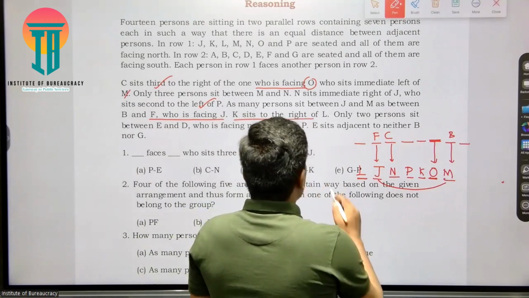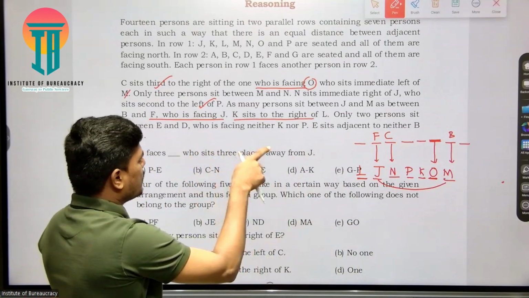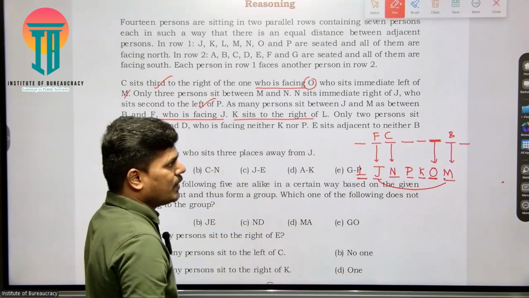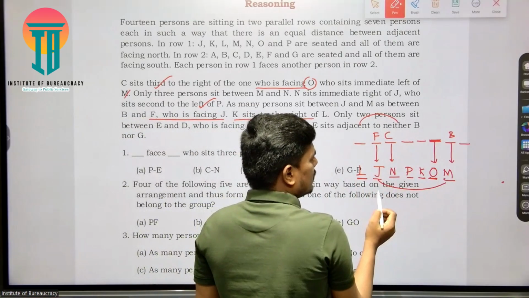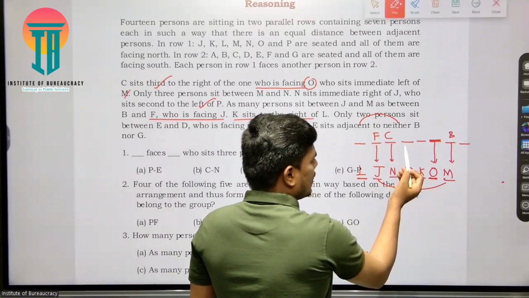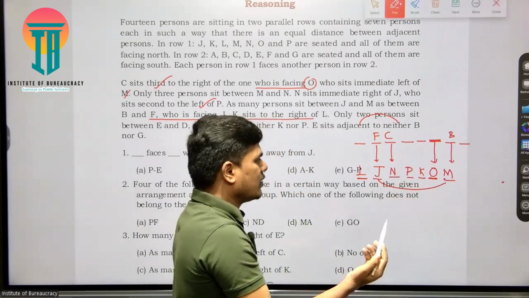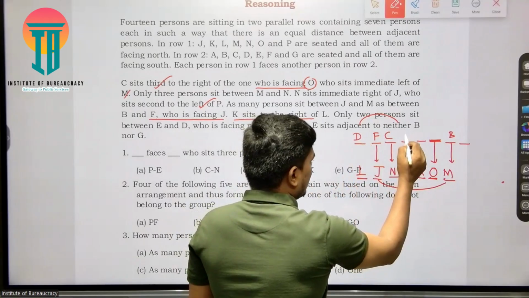Okay, E again will go with this. Only 2 people sit between E and D, who is facing neither K nor P. So here there is one possibility. We cannot take D here, because if I take D here, it is going to be opposite to P. That is not possible as per the given information. Therefore, D is going to be here, E is going to be here.